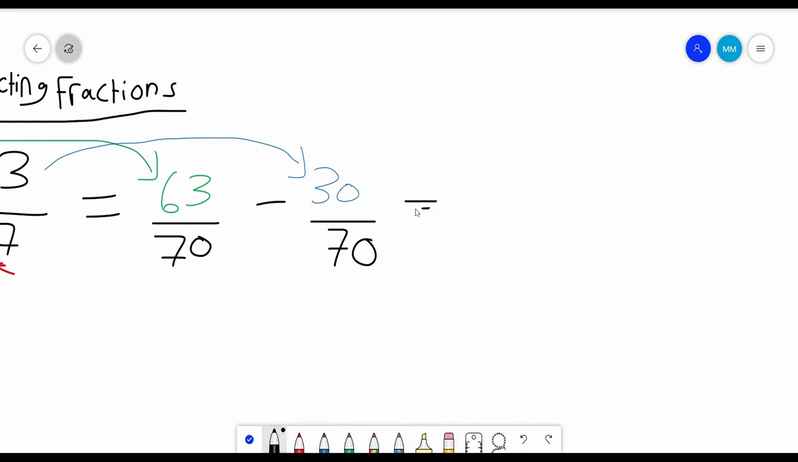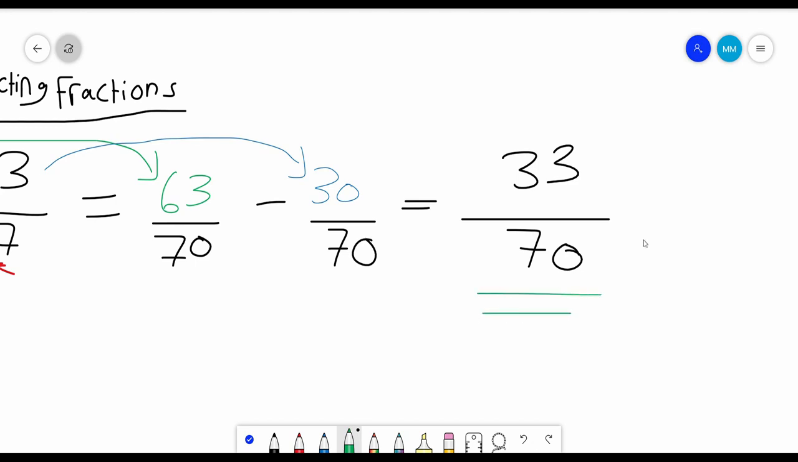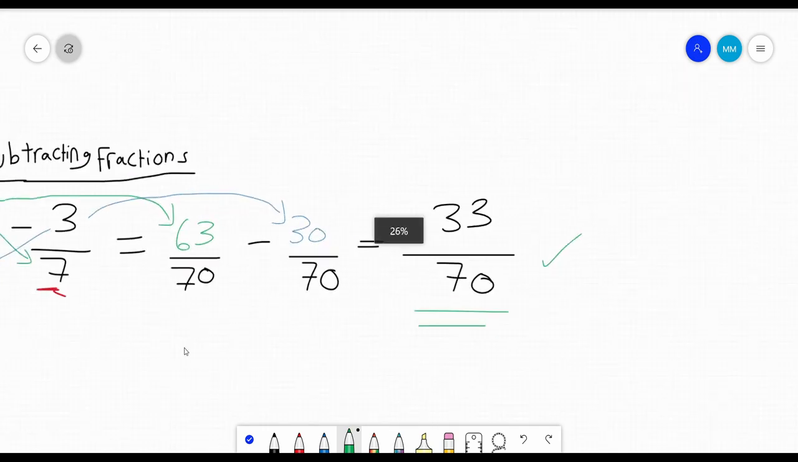And we put an equal sign there. 63 minus 30 is 33. The 70s never change. So it's 33 over 70. If you can simplify this, you must, and that, by the way, is the same for the adding. If your answer at the adding can be simplified, you must simplify it. Can I simplify this? No, I can't, so I must leave it like that. That's it. That is subtracting fractions.